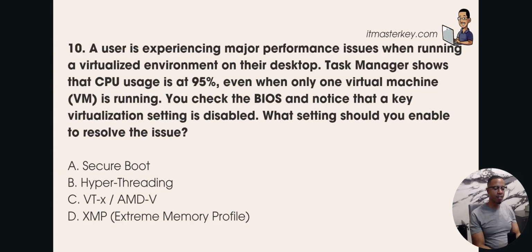A user is experiencing major performance issues when running a virtualized environment on their desktop. Task Manager shows that CPU usage is at 95%, even when only one virtual machine is running. You check the BIOS and notice that a key virtualization system is disabled. What settings should you enable to resolve the issue? A, secure boot. B, hyperthreading. C, VT-x/AMD-V, or D, XMP.